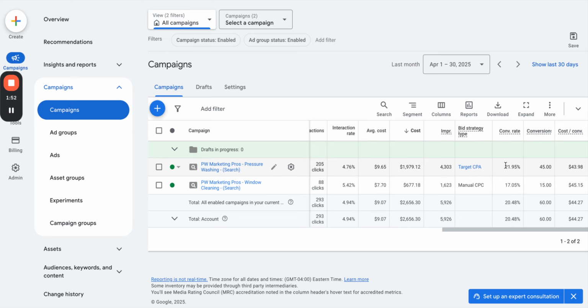This first client is in North Carolina. They've been absolutely crushing it right now. They spent $2,600, and they got 60 leads, and they spent $44 per lead essentially.